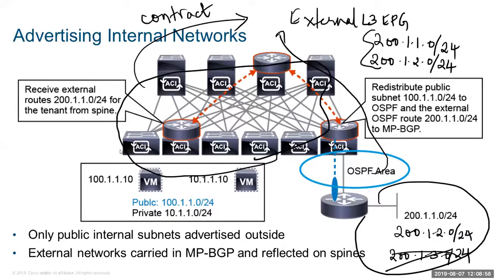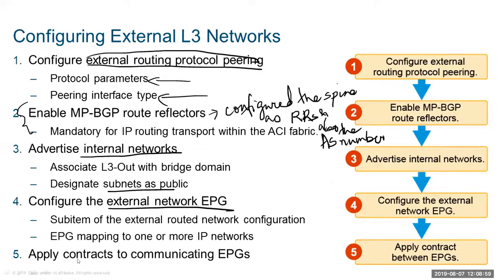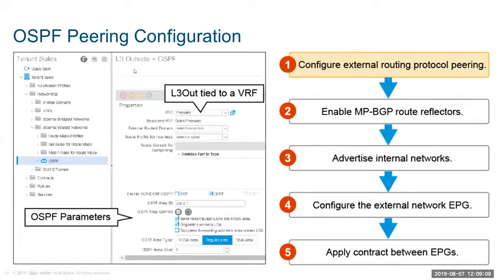Okay. And then there it is, the last one. Apply the contracts to communicate with those external EPGs. One or more. Here's an example showing you OSPF peering. They've actually selected OSPF as the routing protocol and configured the area number. You can configure a lot of the OSPF properties here, the type of area and so on. So that's what they're doing under external routed networks.